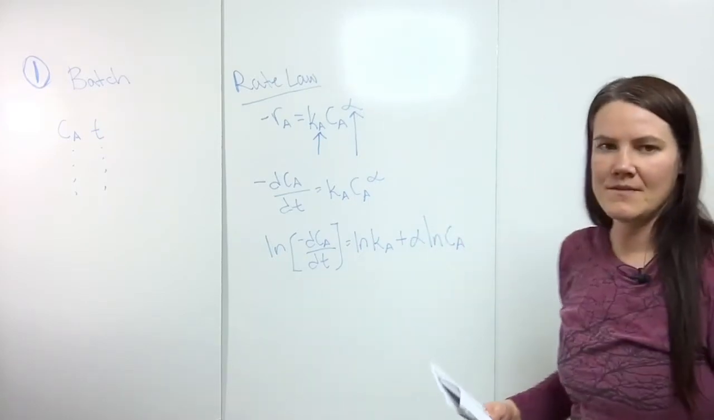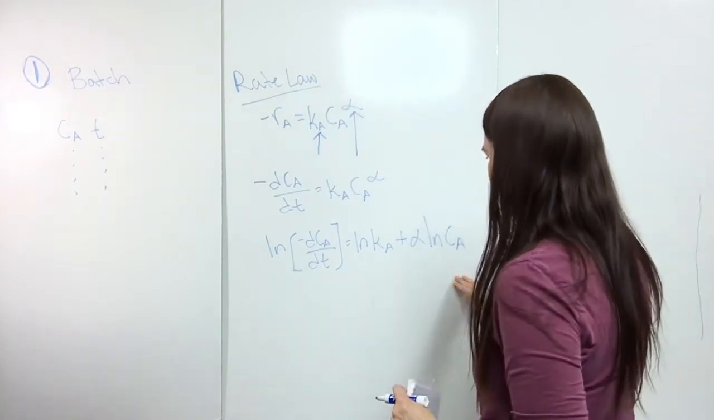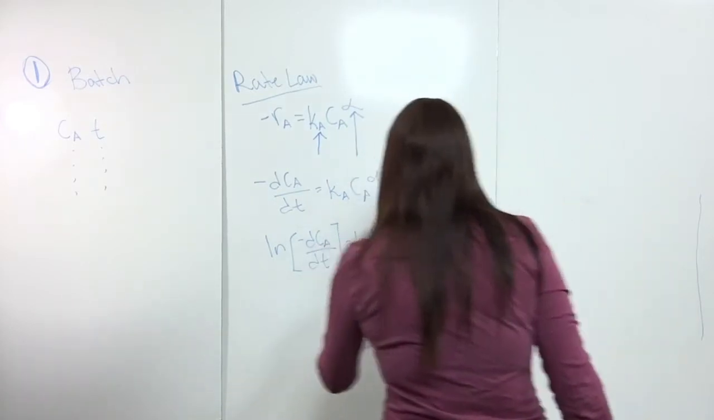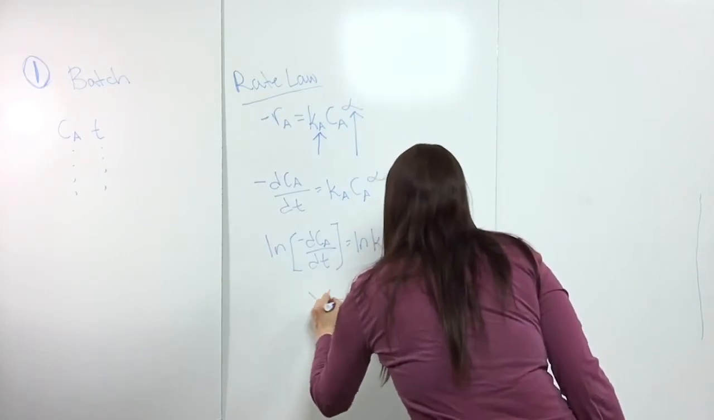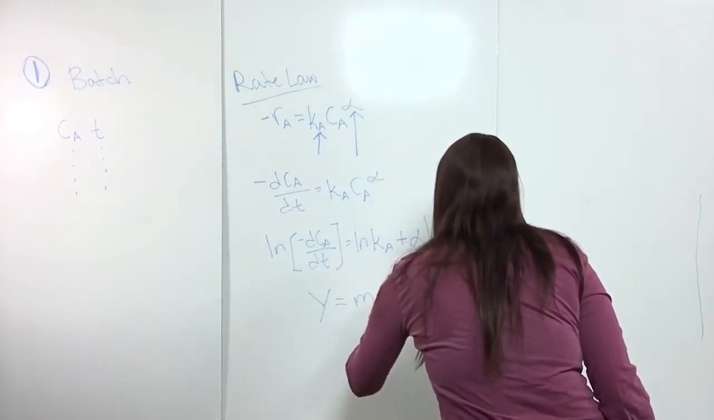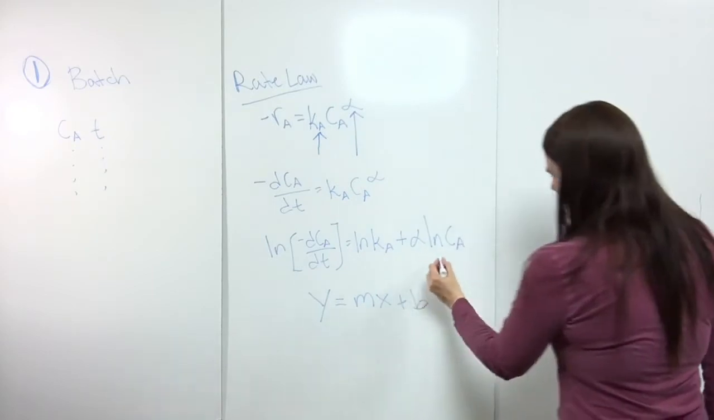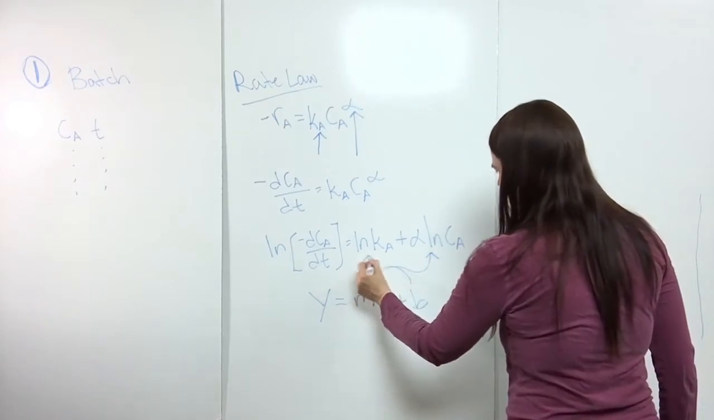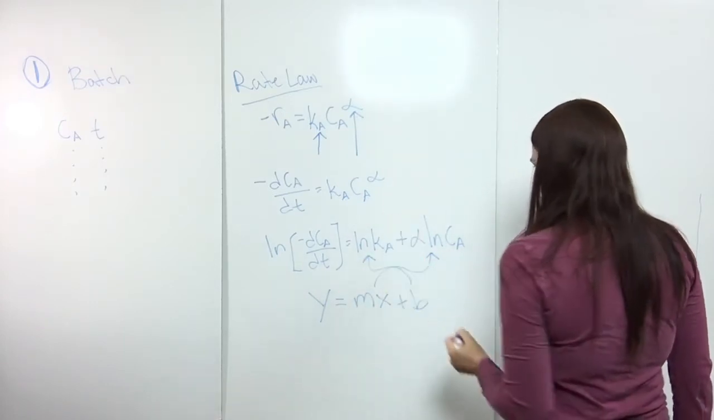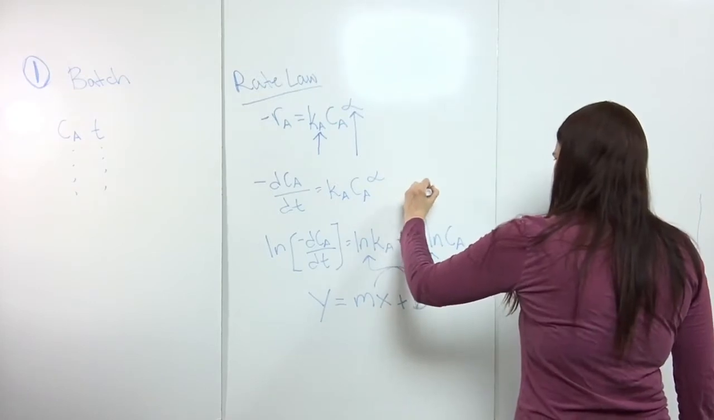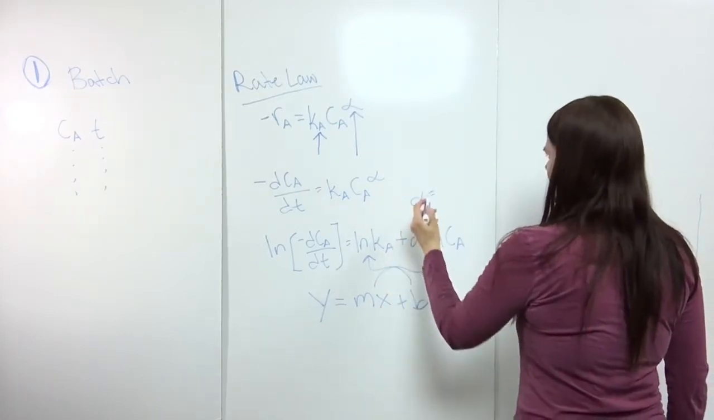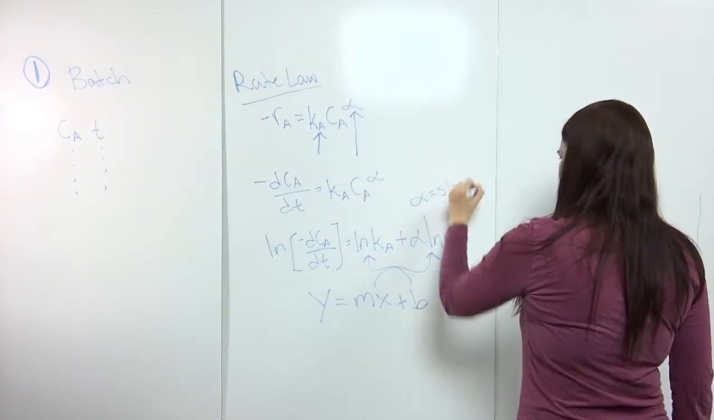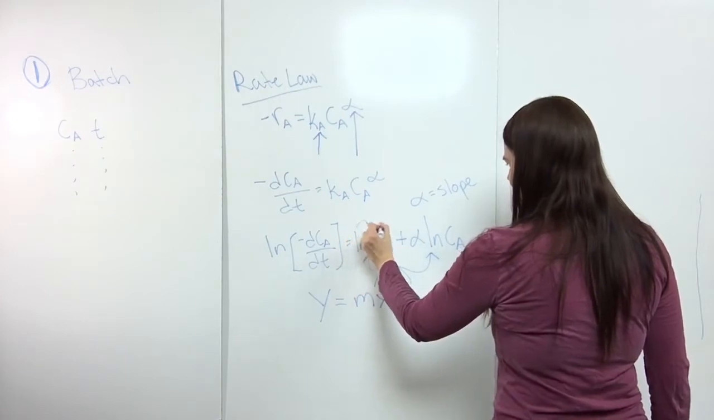natural log of Ca. So then if you look at this equation, you can see that this is actually the equation for a line. So if you look at y equals mx plus b, this would be mx and this would be b. So in other words, alpha, your reaction order, is the slope, and then ln of Ka is your y-intercept.